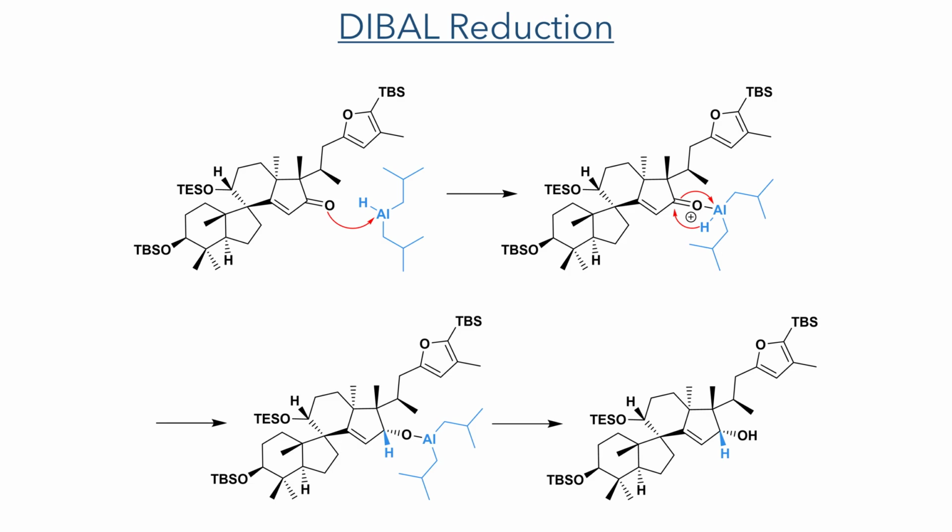The next step of the synthesis was to reduce the carbonyl group to an alcohol. This was accomplished using diisobutyl aluminium hydride. The aluminium coordinates to the carbonyl oxygen, increasing its electrophilicity and allowing for the transfer of hydride to the carbonyl center, which yields a hydroxyl group upon workup.